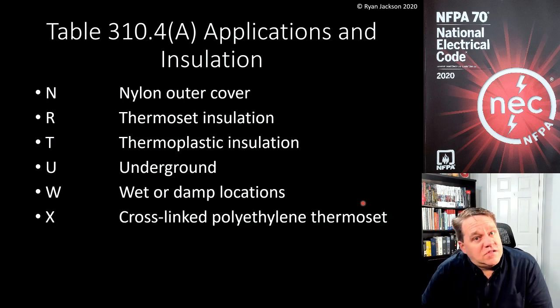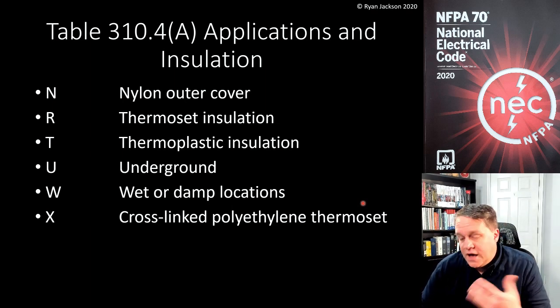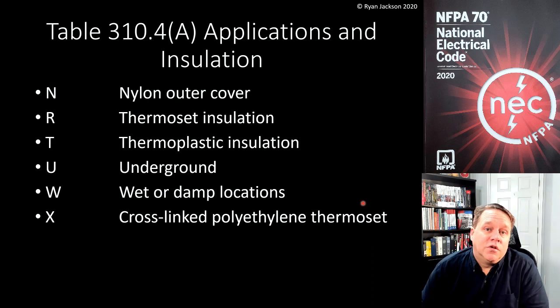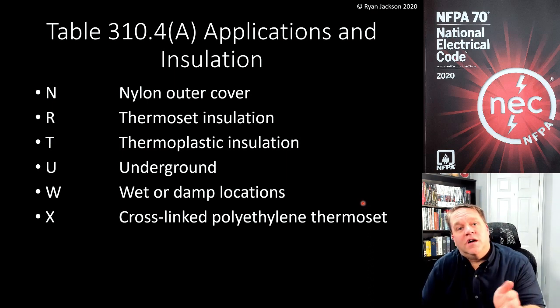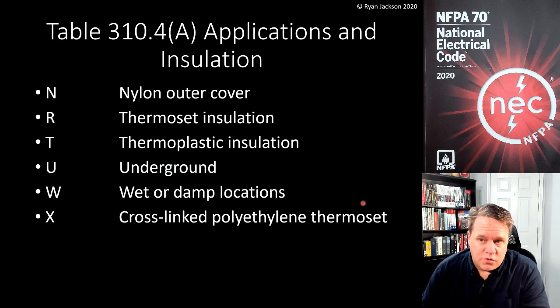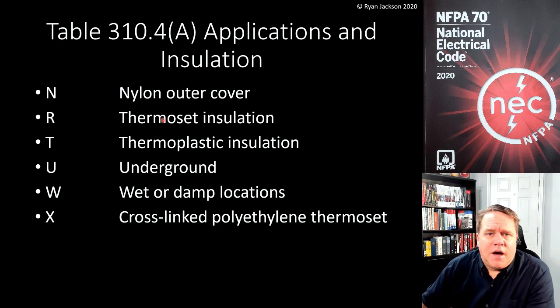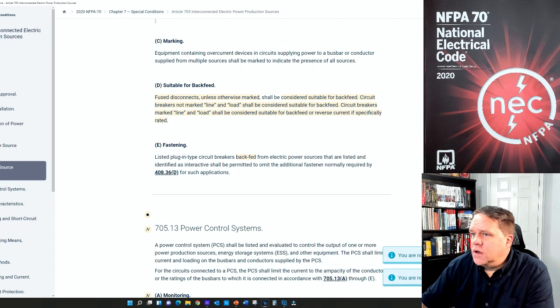And then we have X, which is for cross-linked polyethylene thermoset. So if we have XHHW, that's a cross-linked polyethylene, but it is a thermoset insulation nonetheless. It's HH, 90 degrees, W would mean it's good for a wet location, right? And if it's XHHW-2, then we know it's a 90-degree conductor in a wet, dry, or damp location. All right, so with that in mind, let's go ahead and open up the codebook together, and we're going to look at Table 310.4, and we'll really get to the bottom of this.